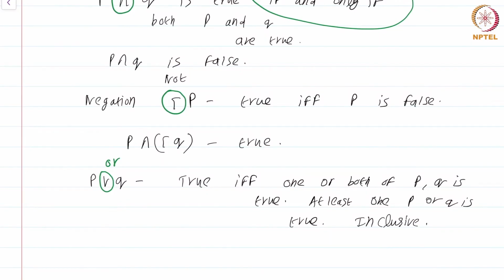For instance, if I say, I will go to the movies or I will go and watch the cricket match, it is not assumed that both can happen. In fact, both cannot happen. You cannot go to the movie and watch the cricket match simultaneously unless the theater happens to be telecasting the cricket match as a movie. So, OR is always inclusive in mathematics.